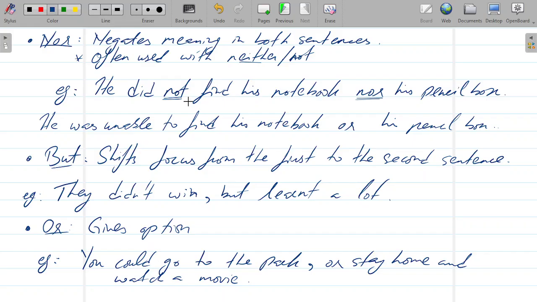Right, now just to highlight over here, when I used or, it's not giving me an option, right? It's telling me neither of these happen. The sentence is structured so that I'm not using nor, but that's basically the meaning I'm giving. He didn't find his notebook, he didn't find his pencil book, right. So over here, I'm not giving an option. It's one of the two things I did not find. So that's not it.